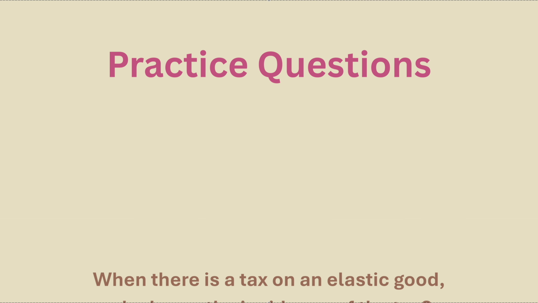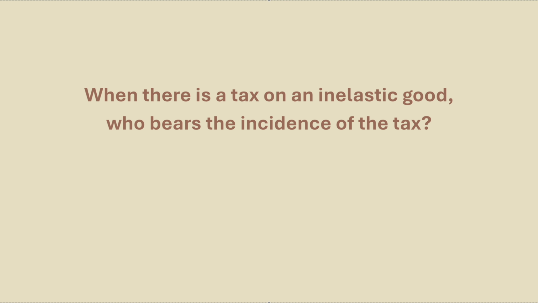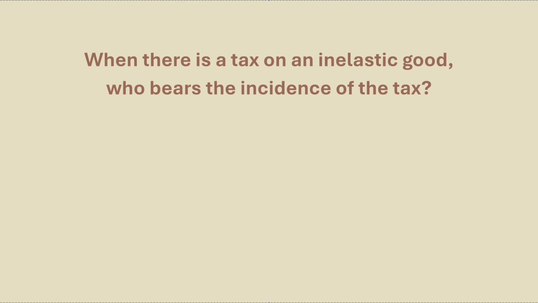When there is a tax on an elastic good, who bears the incidence of tax? The answer is the producers. The producers will absorb more of the tax themselves to keep the price rise lower and prevent the quantity demanded from dropping too much. When there is a tax on an inelastic good, who bears the incidence of the tax? The answer is the consumers. The producers will pass more of the tax onto the consumers as they are less concerned about the quantity demanded dropping.